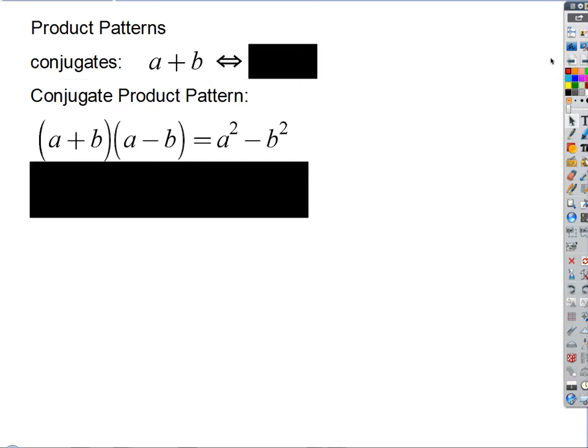So here's what I want to talk about today. This will be quick. What I want to add today is nothing really that new. Remember, we talked about multiplying polynomials yesterday.